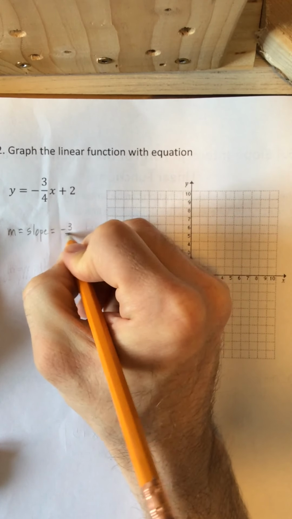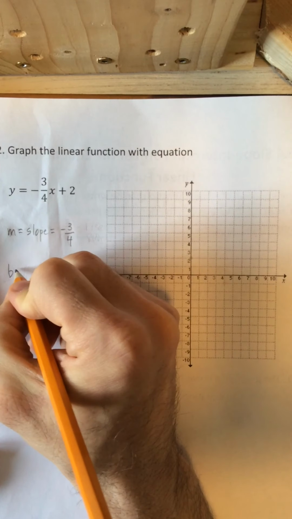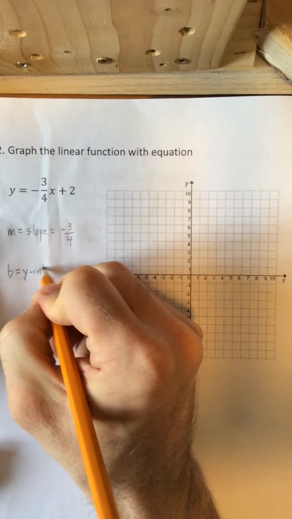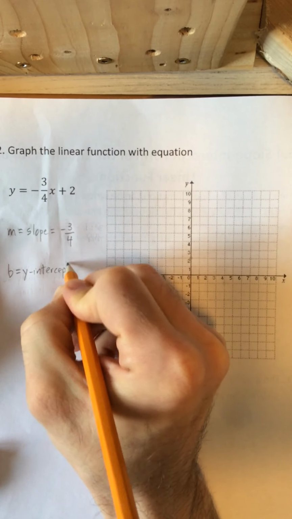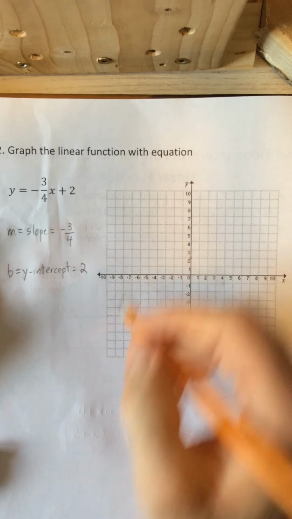So it is the value that's being multiplied by x. We also know the b value in the equation, which is 2. This is our y-intercept, or the initial value where it crosses the y-axis.